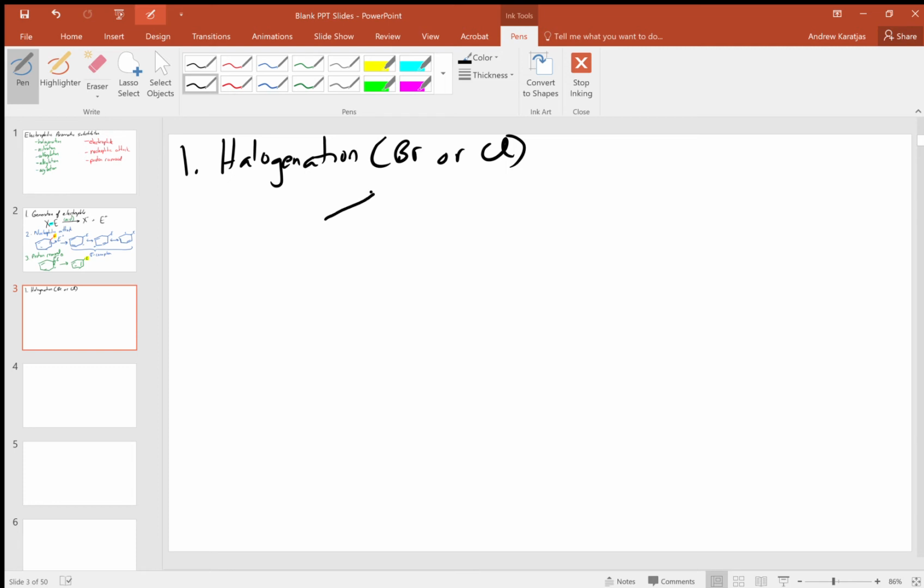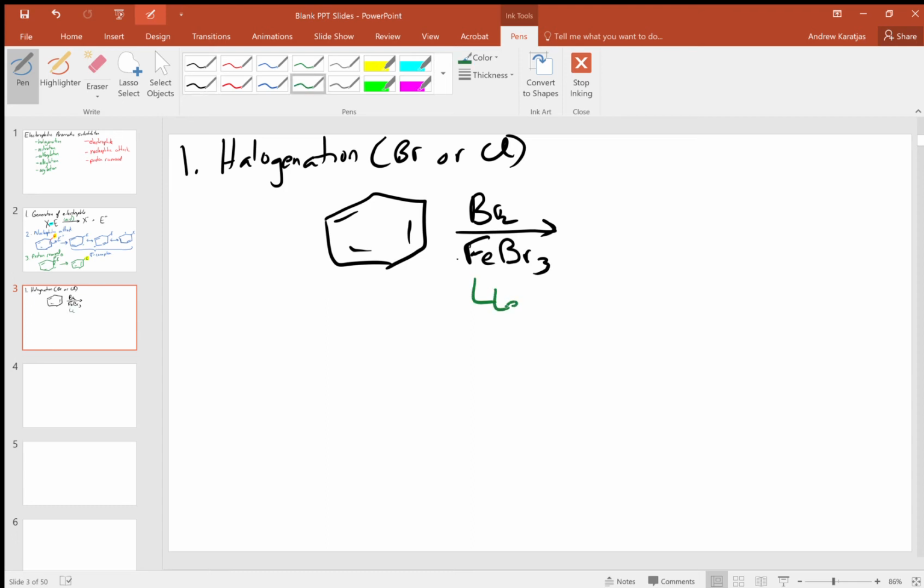So the overall reaction is that we take bromine, and this can also work with chlorine, and then in this case we're going to use iron bromide, which is a Lewis acid. Although you can use other acids in this reaction, the key is that you need a Lewis acid, and that will result in the replacement of one of the hydrogens with a bromine.